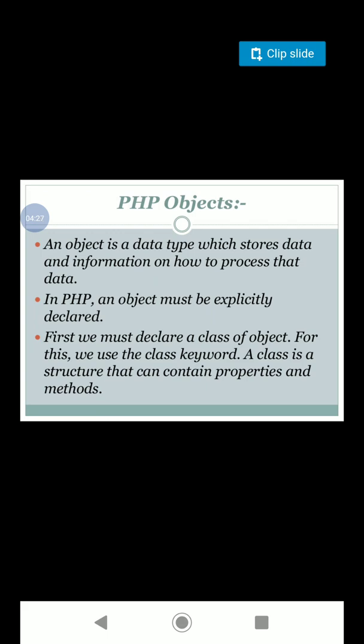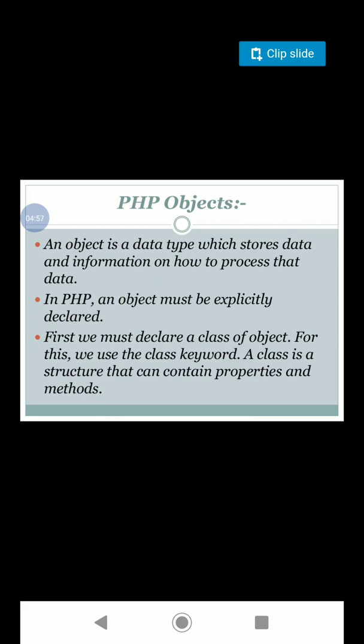What are PHP objects? As we know, PHP is also an object-oriented language. A PHP data type object stores the data and information on how to process the data. Also we know that a method or a variable can be accessed only with the help of the object, and the object must be explicitly declared. But if we have to use an object, first of all we should declare a class for that object. So without a class we cannot create an object.